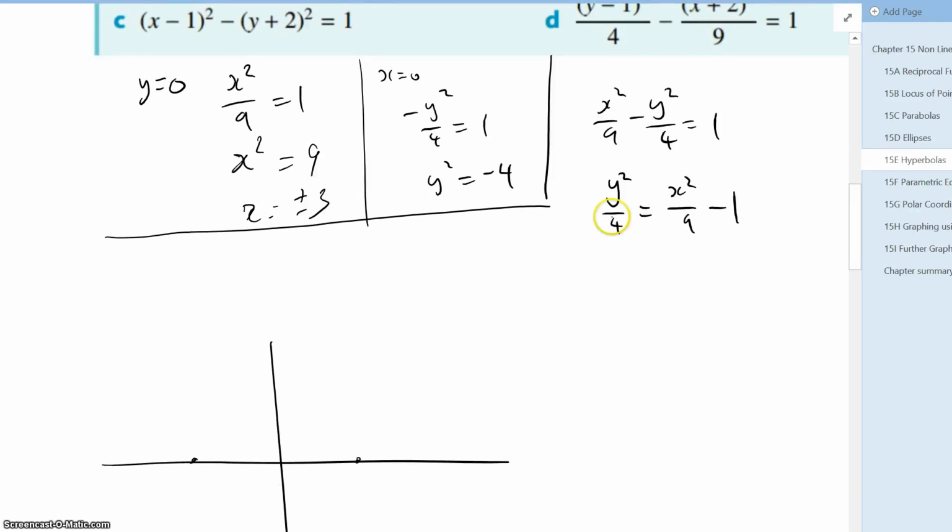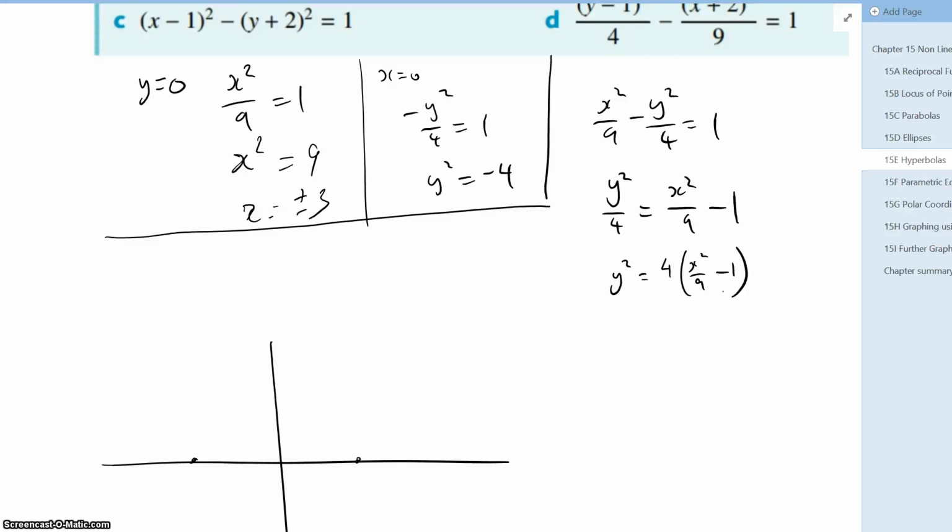And now I'm going to multiply both sides by 4, so I get y squared equals, I'm going to leave the 4 out the front, x squared on 9 minus 1. Now what I'm going to do is, I can't really get the square root of this. Well, I can, but it's just not really going to be helpful for me.